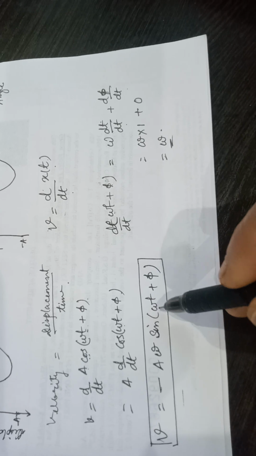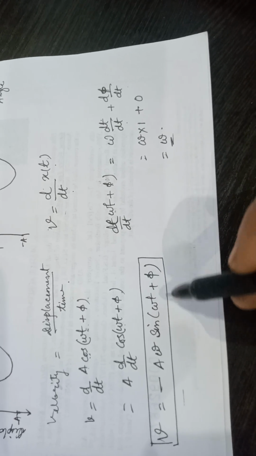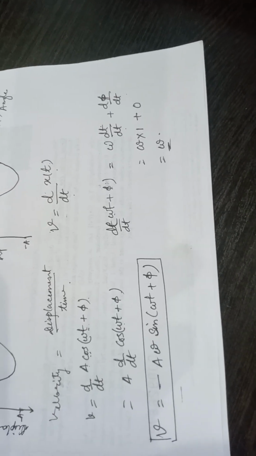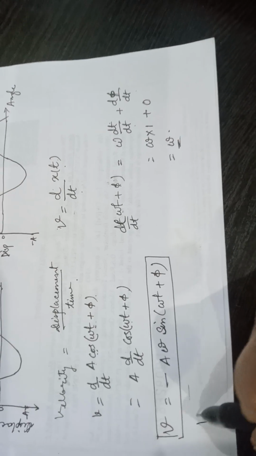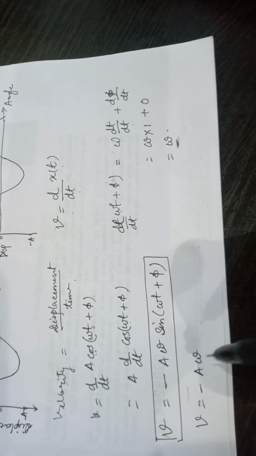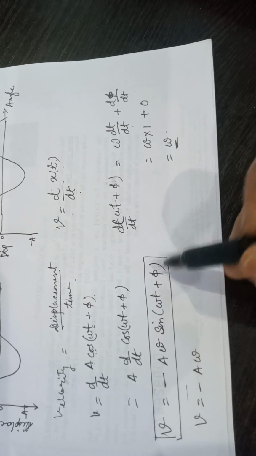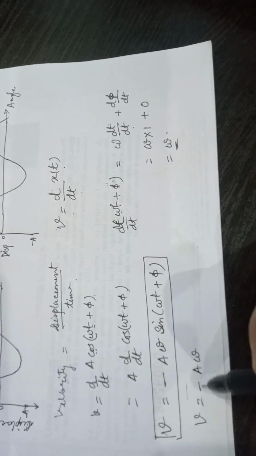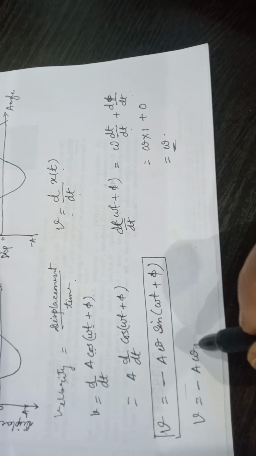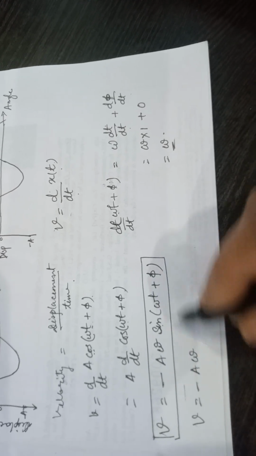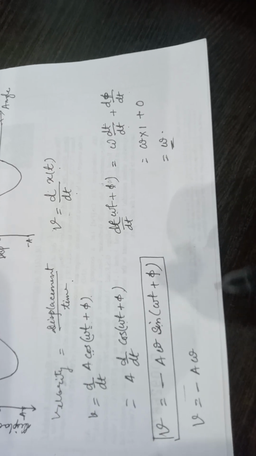When value of (omega t plus phi) varies, value of velocity varies. Okay, so maximum value of velocity can be v equal to minus a omega. Okay, a omega, because maximum value of sine(omega t plus phi) is plus 1, so it gives us minus a omega. And when sine gets minimum value minus 1, we will get plus a omega value. Similarly, we can obtain acceleration equation.